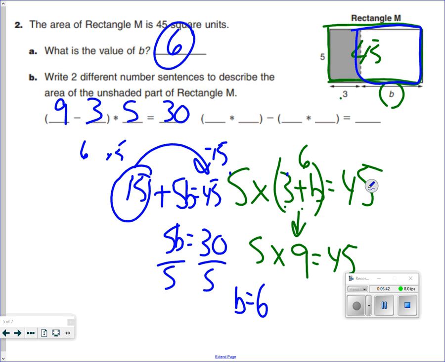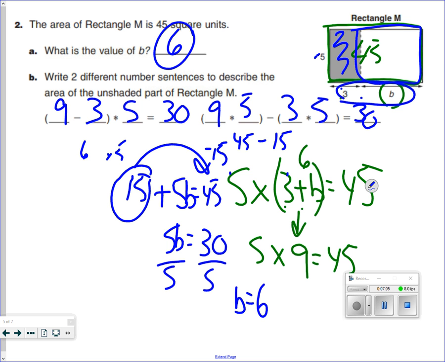Another way to write that down would be 9 times 5 minus 3 times 5. Because if I go 9 right here, times 5 would give me 45, minus the 15, which is this shaded part, it would give me 30 for an answer. That's another way of solving this problem.